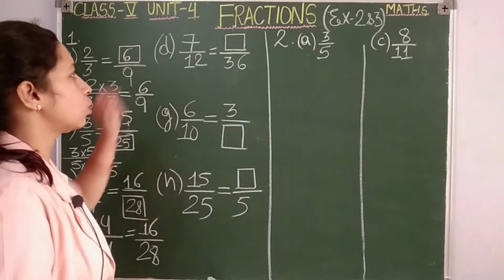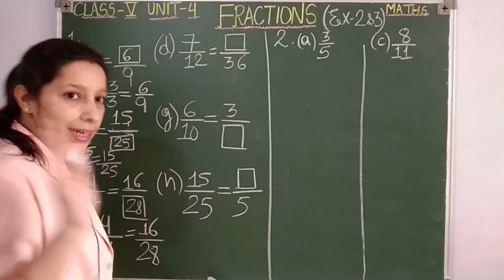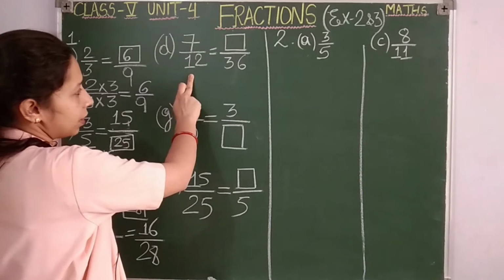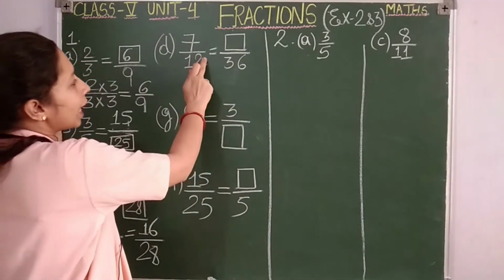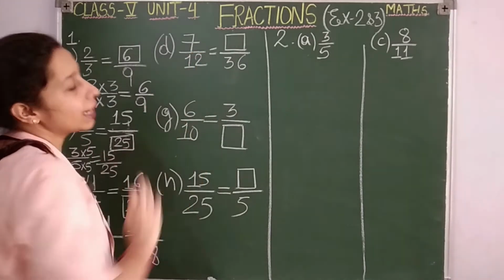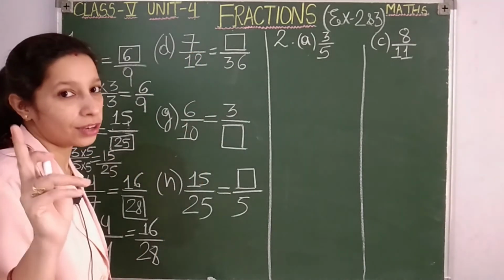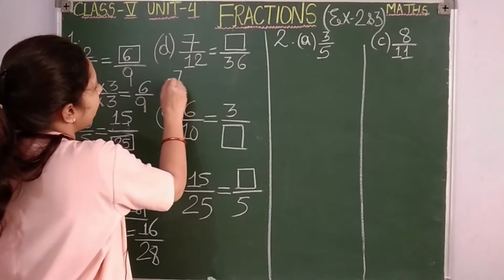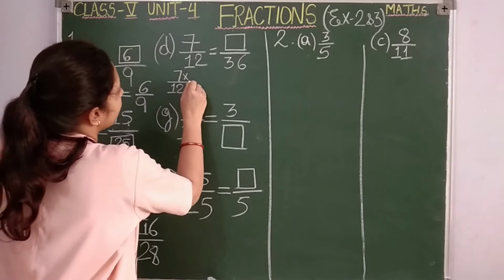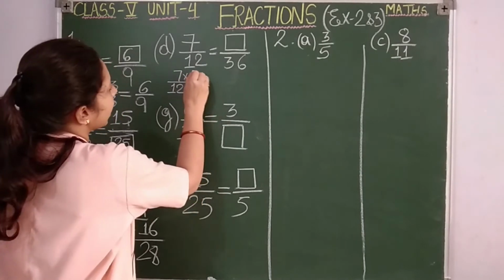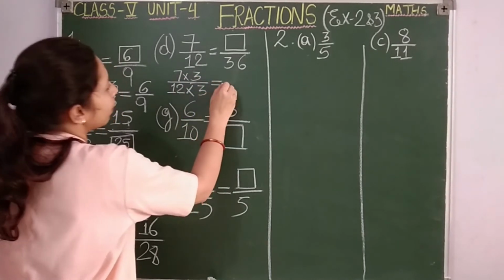Okay, point number D, students. Now I think it is clear to you, na? Here 12 is written, here 36 is written. We are talking about equivalent fractions. So what shall I multiply with 12 to get 36, students? We have to multiply by 3. 12 3s are 36. So here I will write like this: 7 by 12 into, the denominator is being multiplied with 3, the same number you are going to multiply with the numerator also.